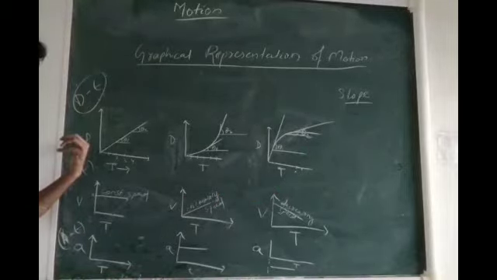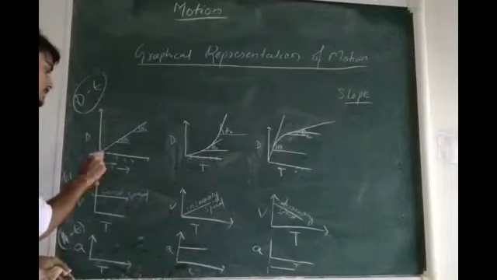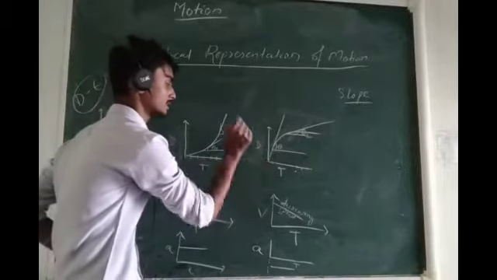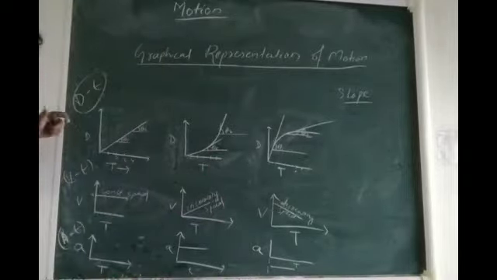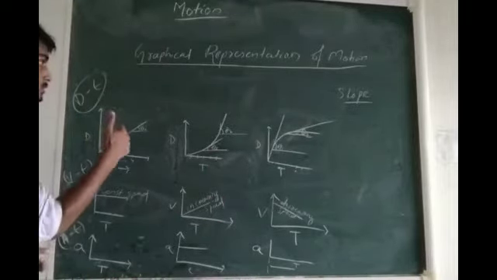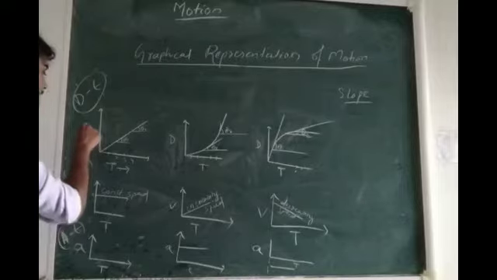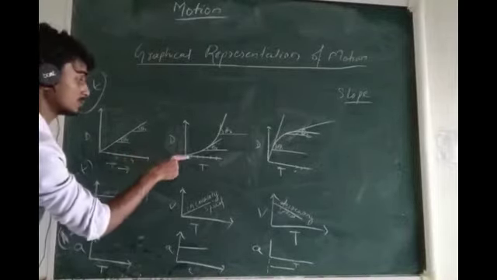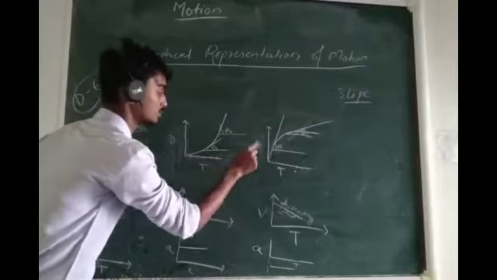See here, in the y-axis we have taken distance, x-axis time; y-axis distance, x-axis time; here also y-axis distance, x-axis time. So when we say find out the slope, it just means the change in distance with respect to time. Here also change in distance with respect to time. Here also change in distance with respect to time.